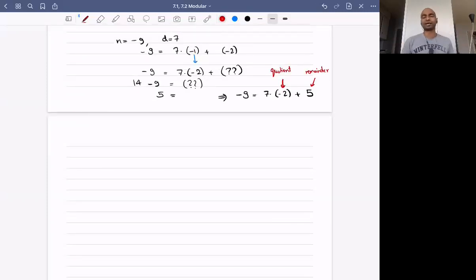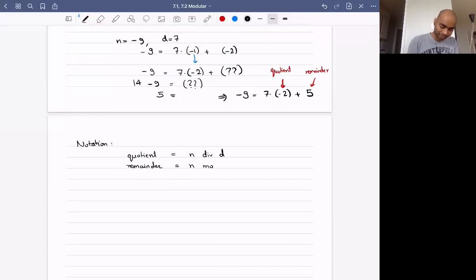So now we are clear about what the remainders and quotients are. So now we come to the notation. This is just notation. The quotient is denoted by n div d, and the remainder is n mod d. And this is where the name modular arithmetic comes from.